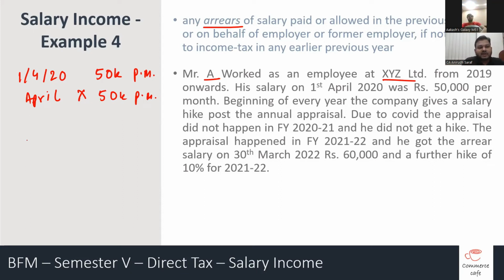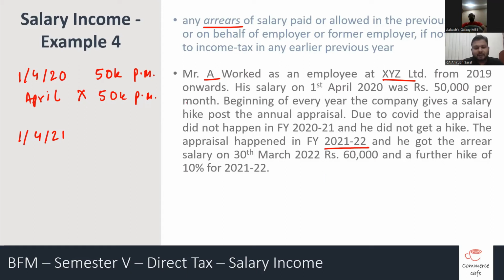Now come to 1st April 21, after 1 year. Not 1st April, I'm talking of the next year. Financial year 2021 has gone, the appraisal did not happen. Now in the financial year 21-22, the appraisal happened and he got the salary.